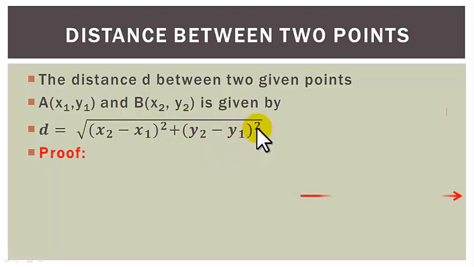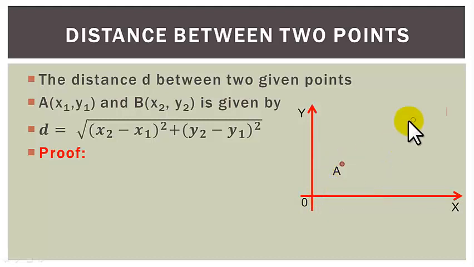Proof. Let us draw the x-axis as shown here. Also draw the y-axis. These two axes intersect at the point O, that is the origin. Let this be the point A and this be the second point B. Then the distance from A to B is this. Let us construct a right angle triangle on the side AB as the hypotenuse.